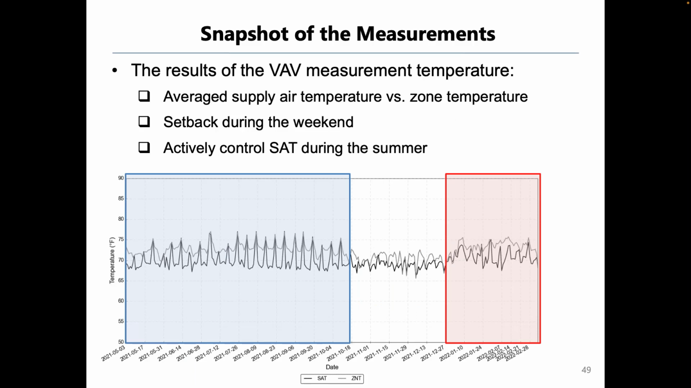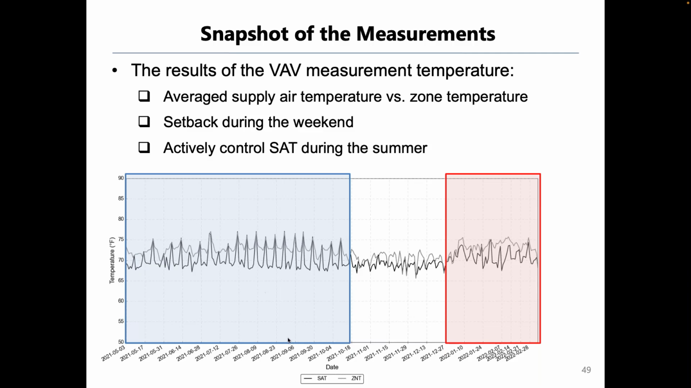Here we have a hypothesis. VAV usually takes responsibility for the cooling, and the induction unit takes responsibility for the heating. So let me check the data first. This graph shows you the supply temperature and zone air temperature. The black one shows the supply temperature.